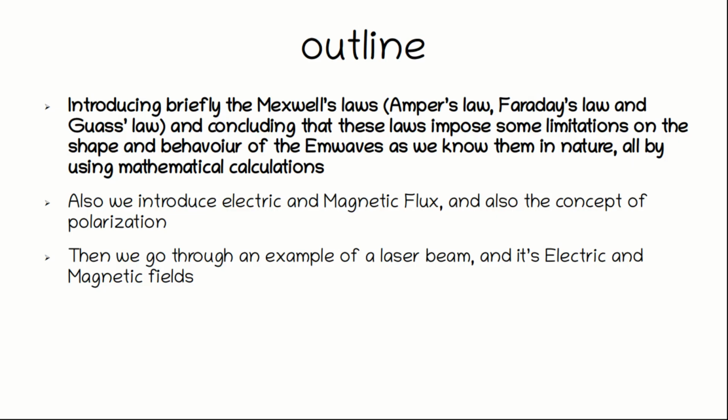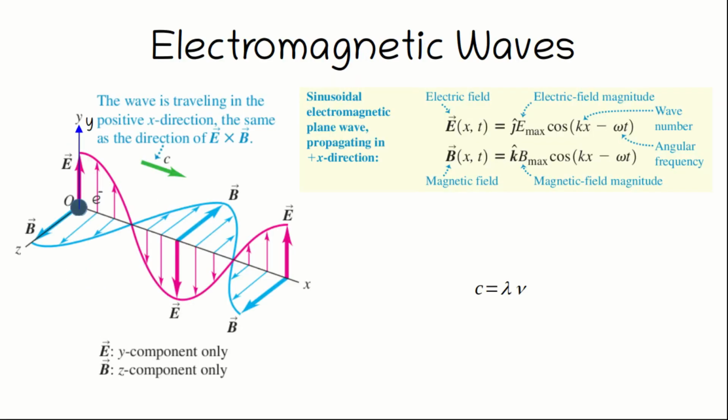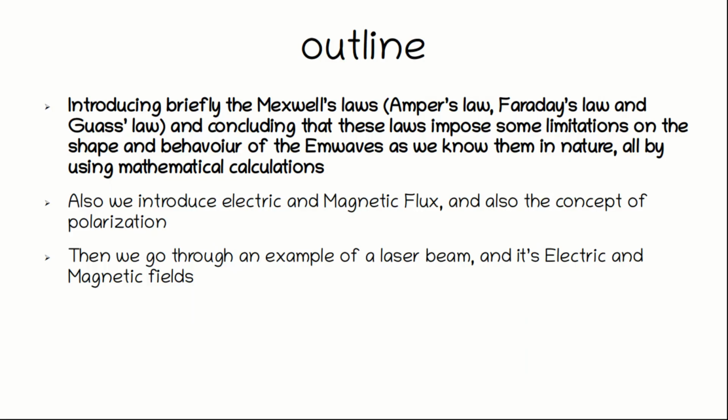And concluding that these laws impose some limitations on the shape and behavior of the electromagnetic waves as we know them in nature, all by using mathematical calculations. So to have an electromagnetic wave like what we had here, these two equations on the top right hand side, for them to be found in nature as electromagnetic waves, they should obey Maxwell's laws.